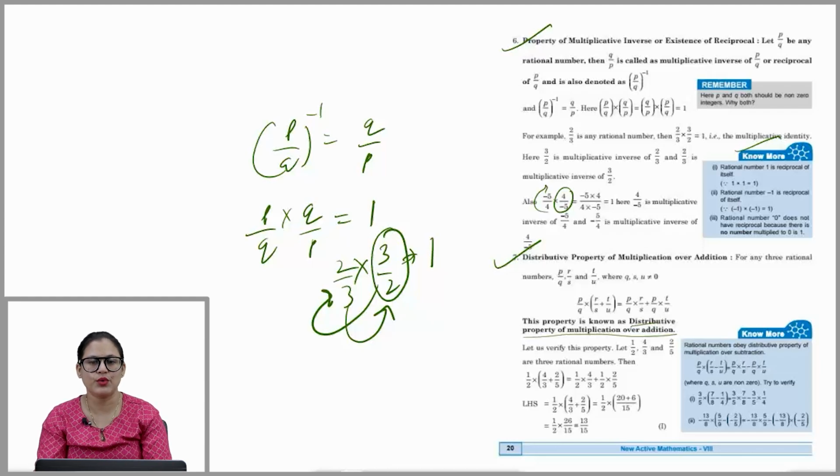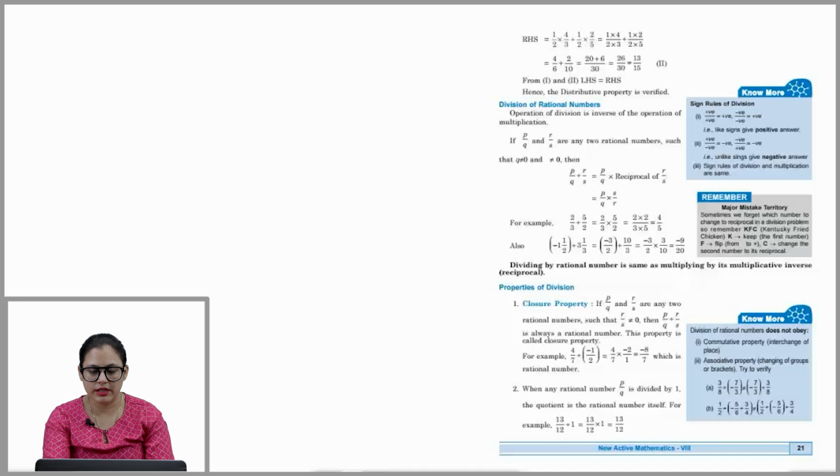Let 1 by 2, 4 by 3 and 2 by 5 be 3 rational numbers. First, we will take LHS. So, here the answer we get is 13 by 15. And if we take RHS, again we get the same answer, that is 13 by 15. That means LHS is equal to RHS, so the distributive property is verified.